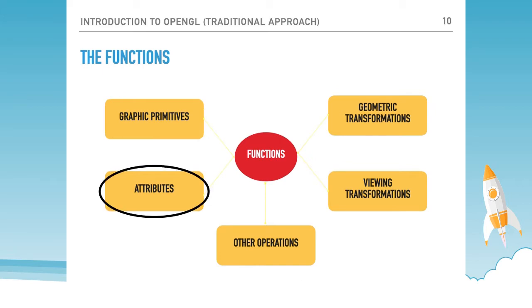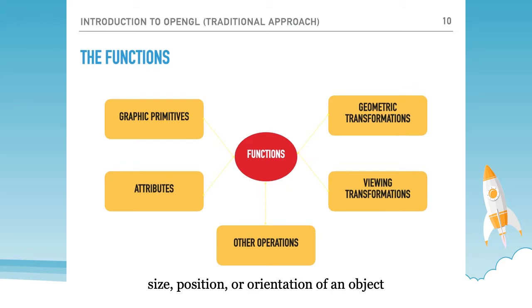Besides that, attributes are the properties of the output primitive. That is, an attribute describes how a particular primitive is to be displayed. This includes color specifications, line styles, text styles, and area filling patterns.